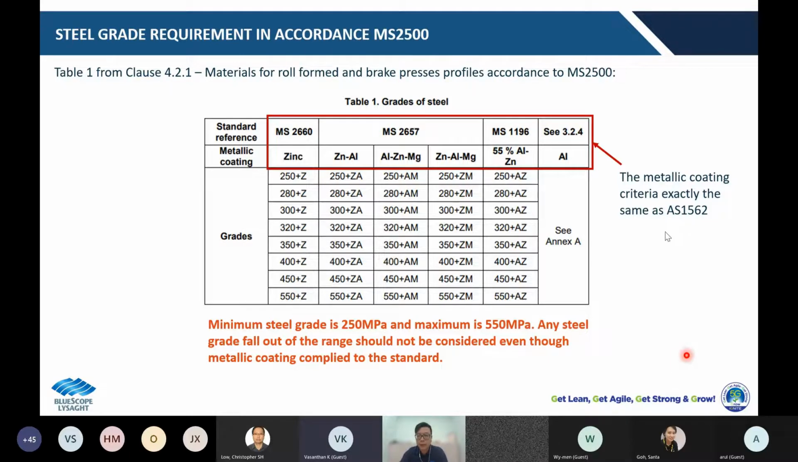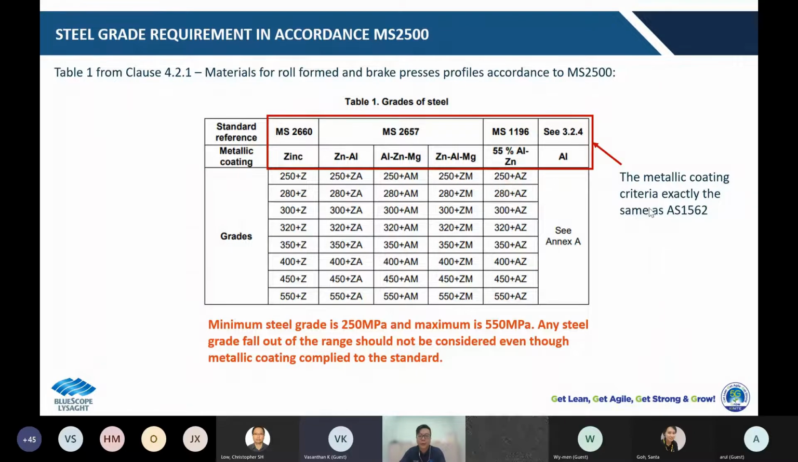This Table 1, as shown in this slide, is straight out from MS 2005, clause 4.2.1, materials for roll form and press brake profiles. As shown in this table, the types of metallic coating are specified, which are zinc, zinc alloy with aluminium, and zinc alloy with aluminium and magnesium. So there are three types. It's quite similar to AS1562.